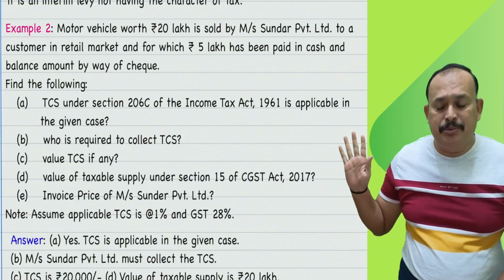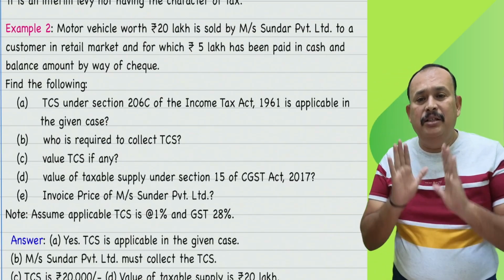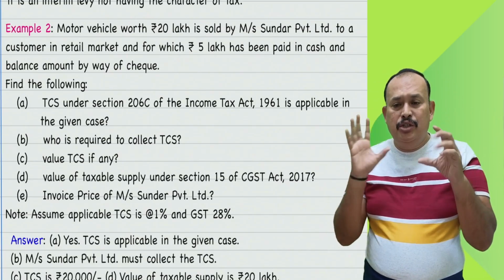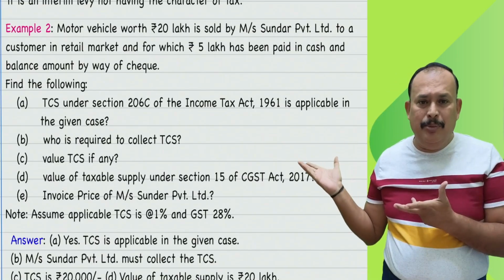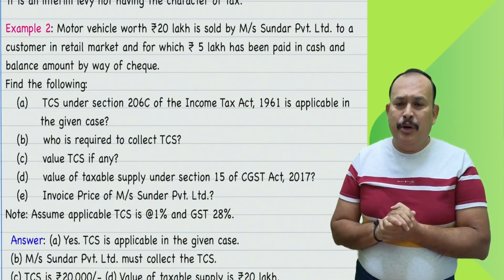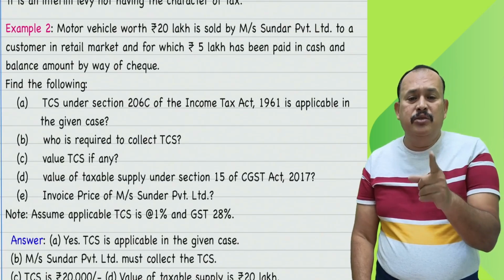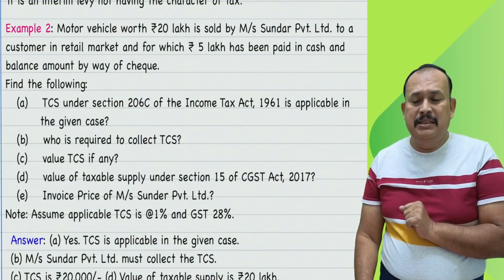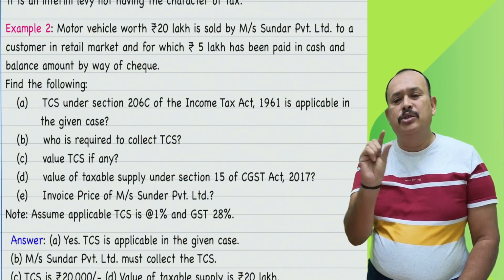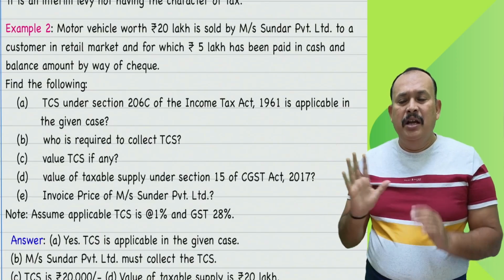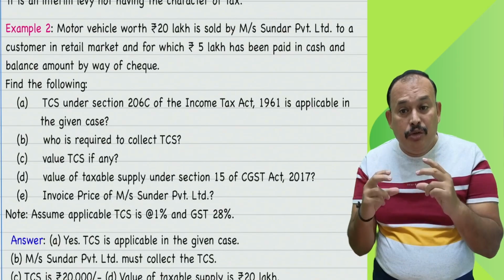In the given case, my dear, what is the value of supply of the motor vehicle? 20 lakhs. TCS under the Income Tax Act is applicable because it is a motor vehicle, which is generally covered as per the Income Tax Act, at 1% as given in the problem. On 20 lakhs, 1% is rupees 20,000, which is TCS. Now the total value comes to 20 lakhs 20,000, which includes TCS.